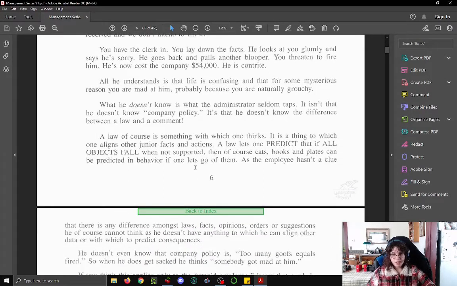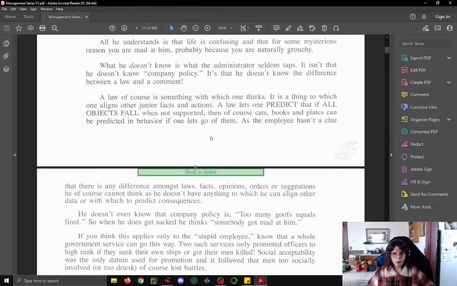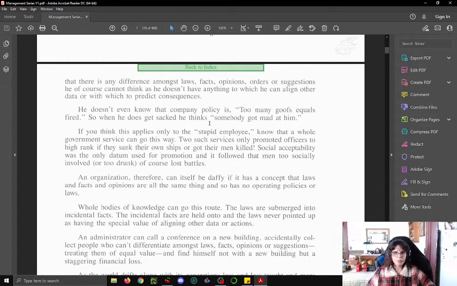A law, of course, is something with which one thinks. It's a thing to which one aligns other junior facts and actions. A law lets one predict that if all objects fall when not supported, then of course cats, books, and plates can be predicted in behavior if one lets go of them. As the employee hasn't a clue that there's any difference amongst laws, facts, opinions, orders, or suggestions, he of course cannot think, as he doesn't have anything to which he can align other data or with which to predict consequences.